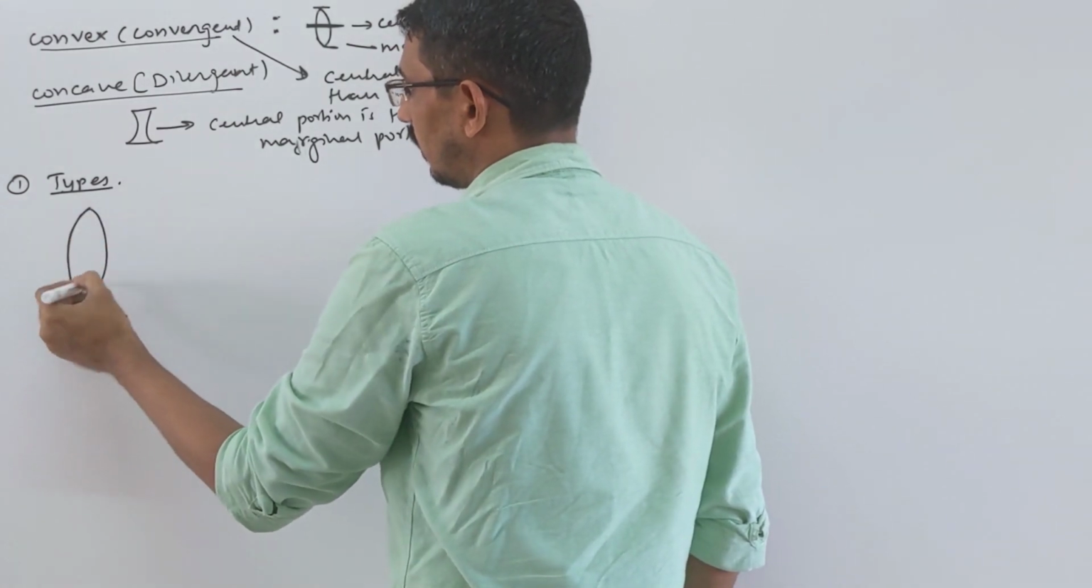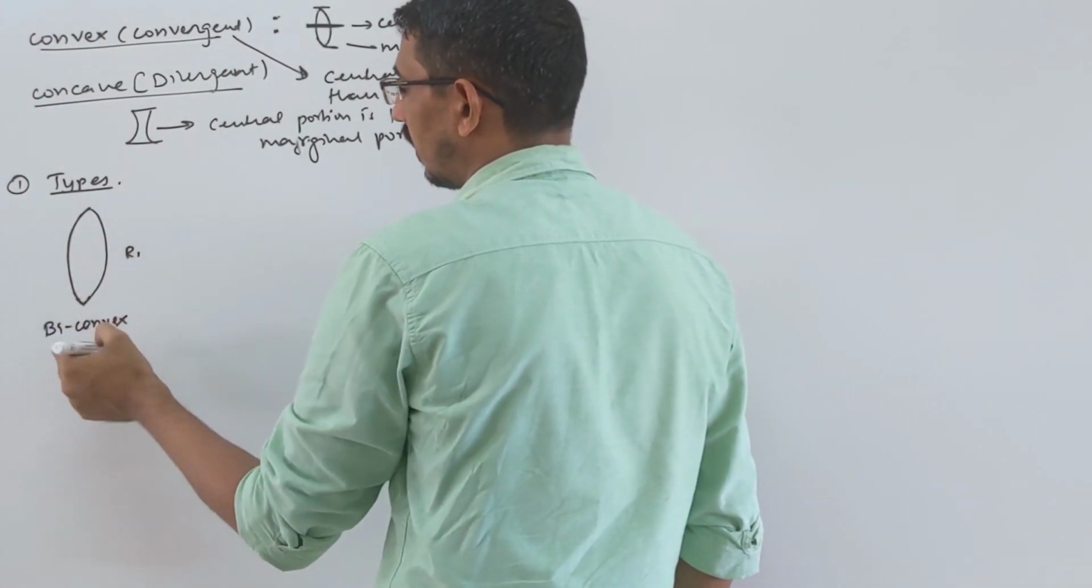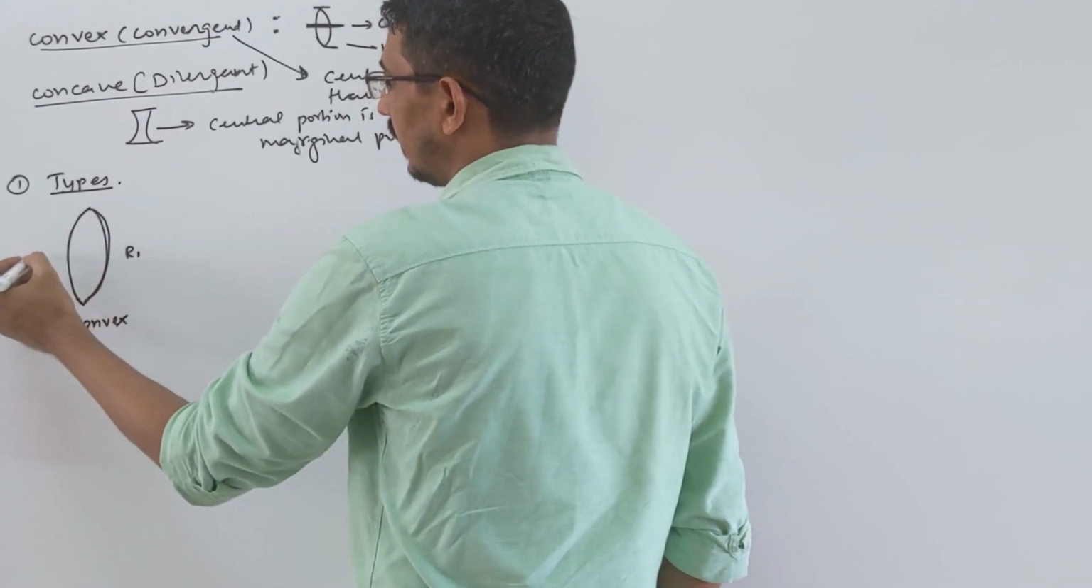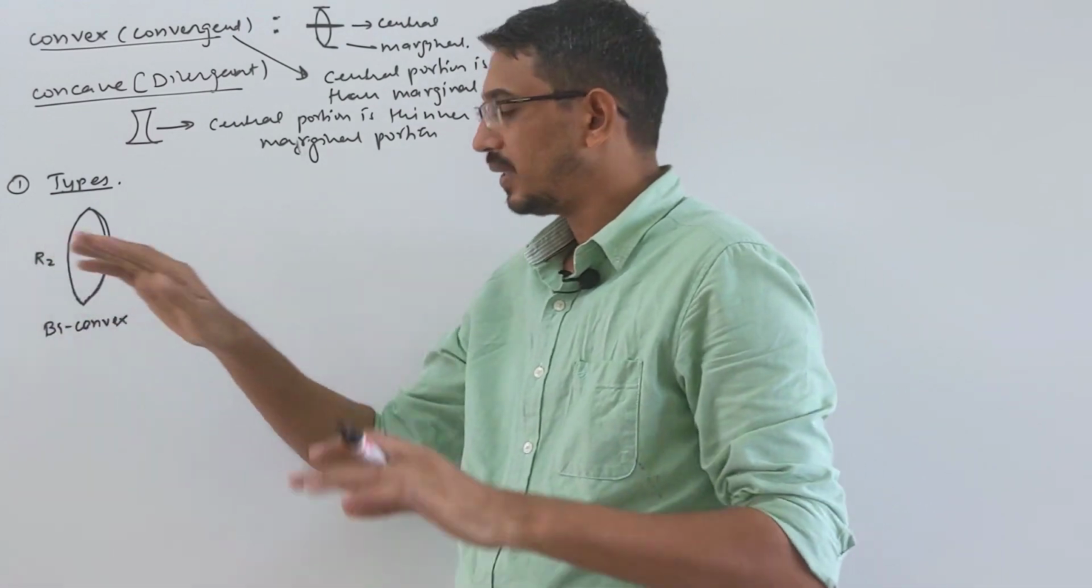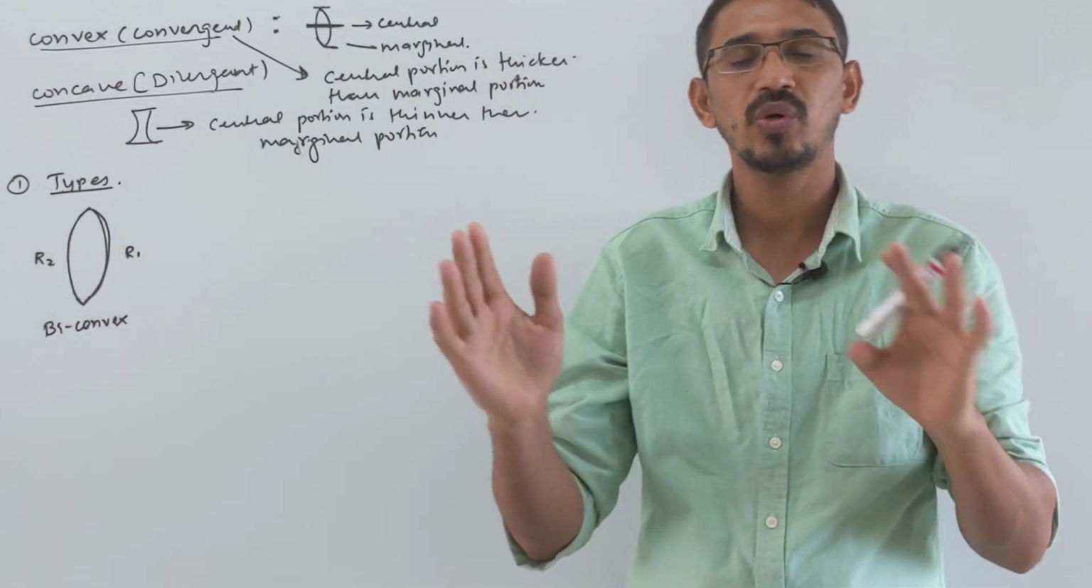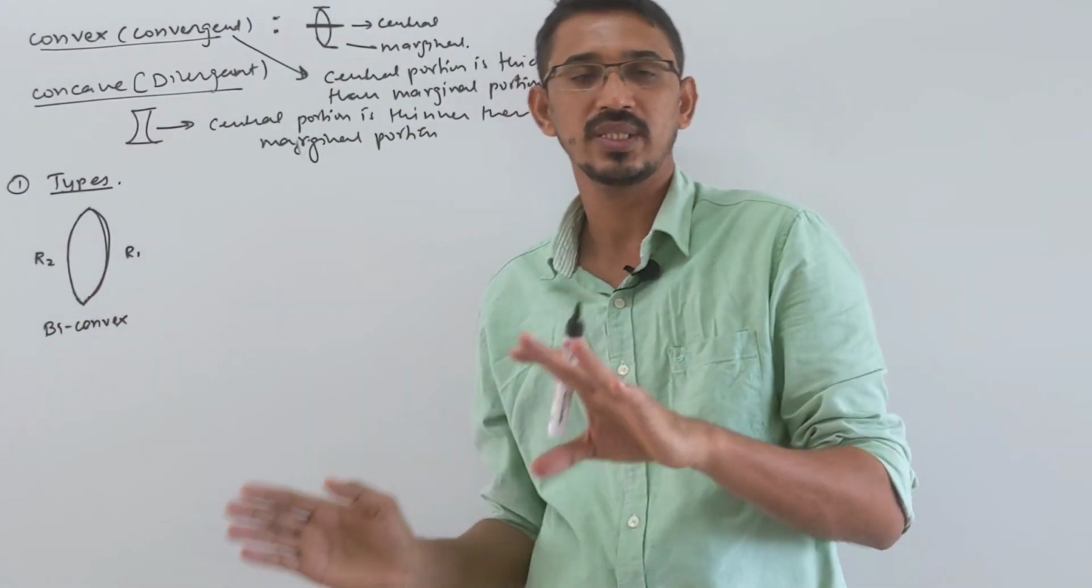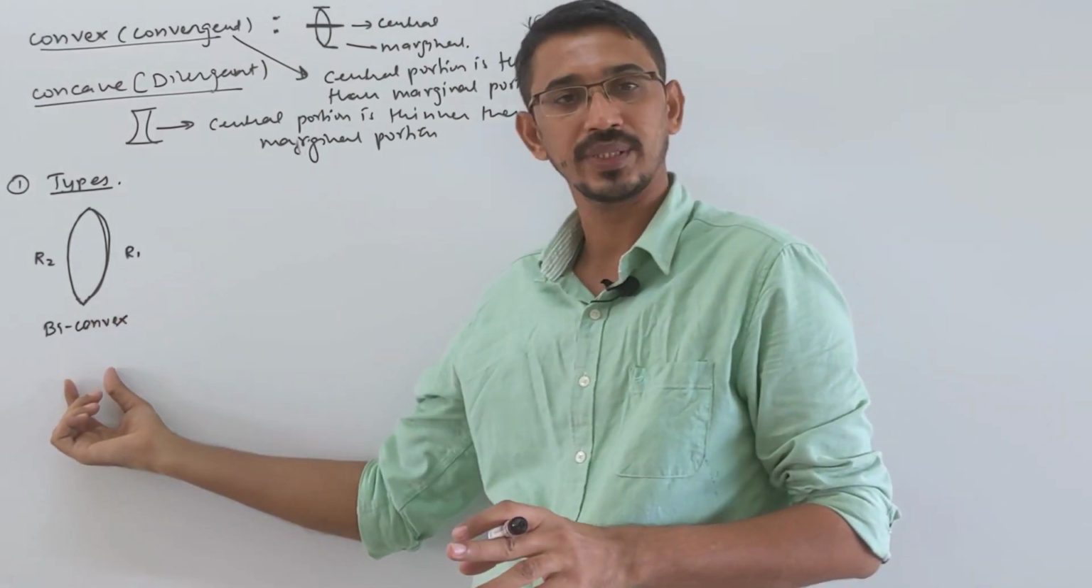One for this part, which will be somewhere on this side, we can call R1. This part will be on that side, we call it R2. I'll talk about this again. Here, the radius of curvature on both sides is not equal. One is R1, one is R2. A lens like this is called biconvex, right?